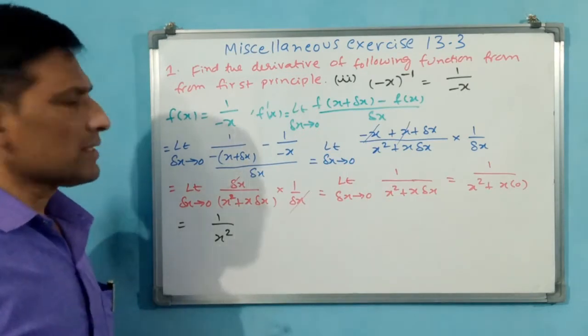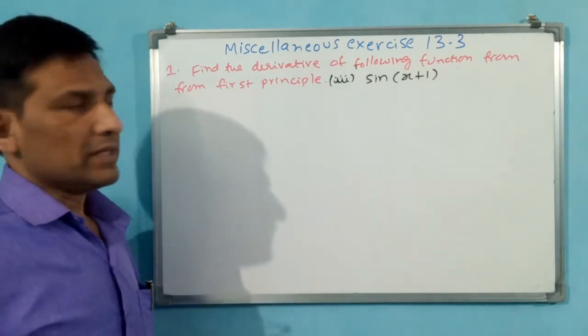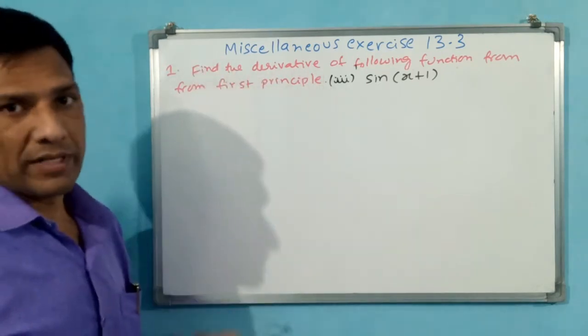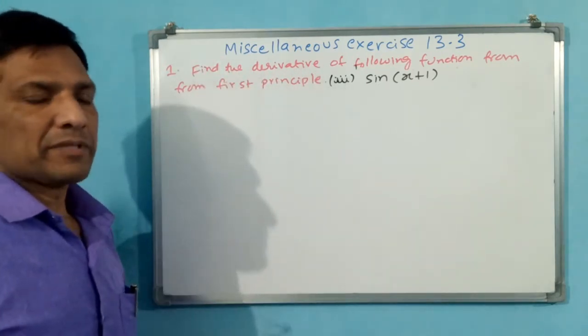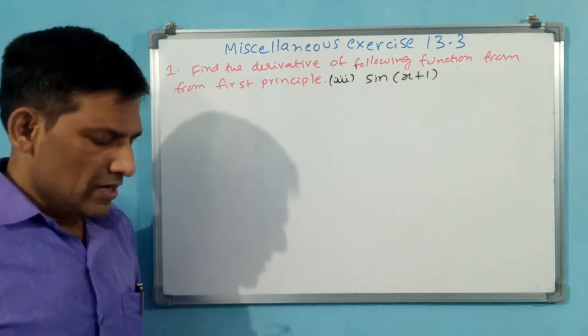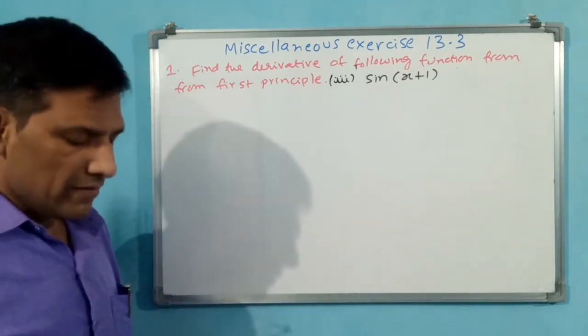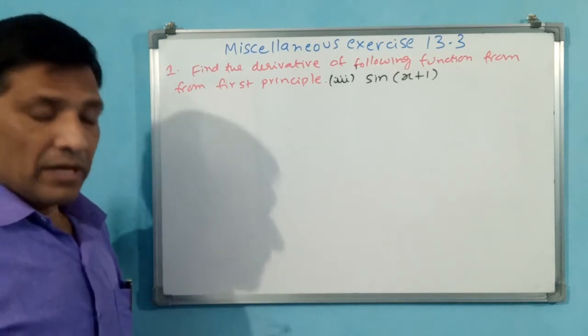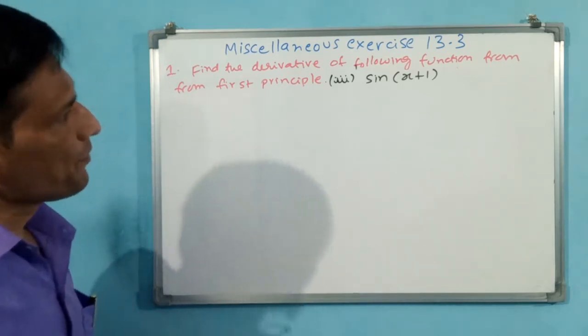Let us go for the third part. See, sine of x plus 1. Third part, first question, third part. From first principle you have to find the derivative of sine of x plus 1. Let f of x is equal to sine of x plus 1, like that you write and proceed further. Okay, let us do.